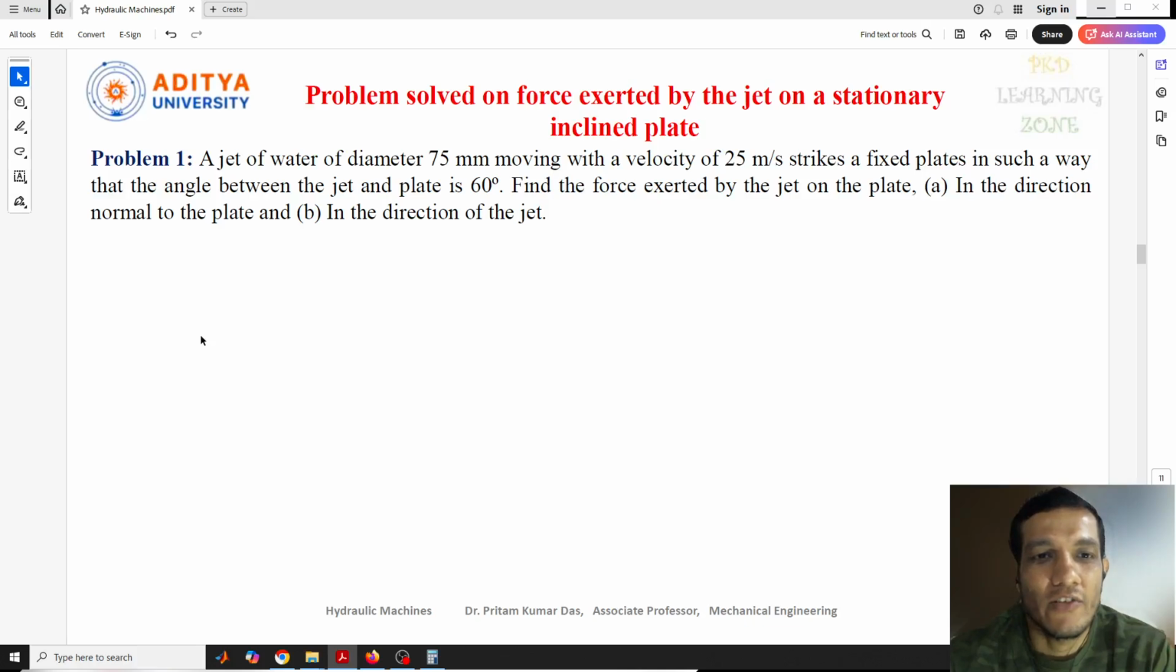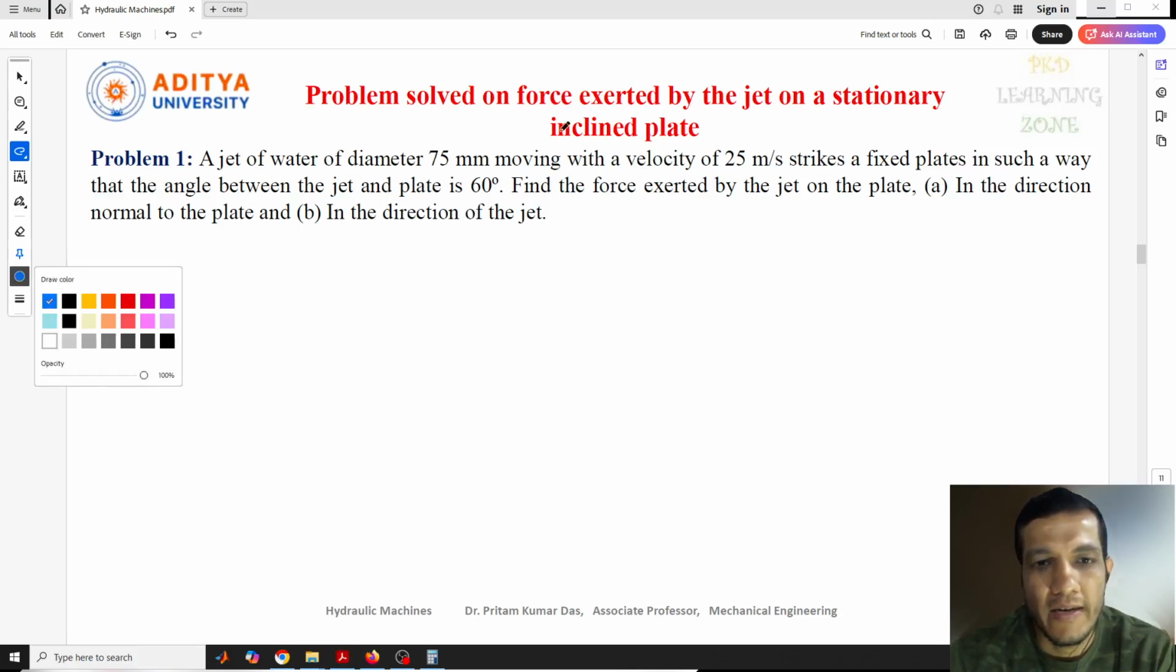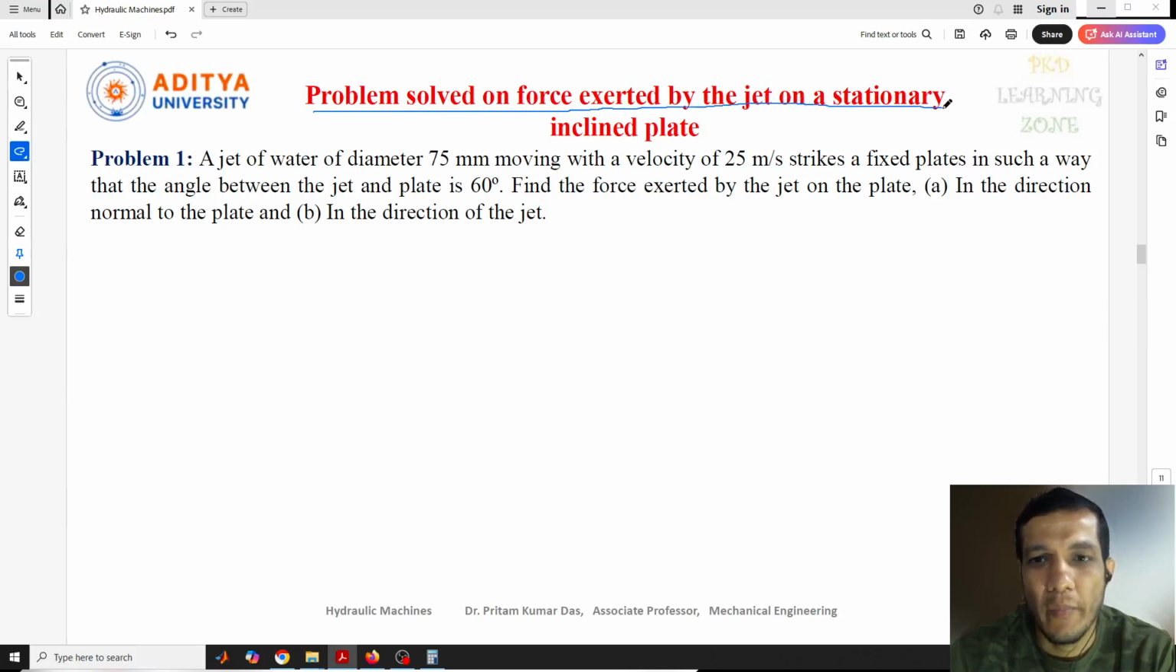In this lecture, we'll solve a problem on force exerted by the jet on a stationary inclined plate. Exactly the same derivations we have done in our last lecture, like how to identify the force exerted by the jet on a stationary inclined plate, and what is the equation also we have identified in our last lecture. So based on that equation, we'll solve this problem.